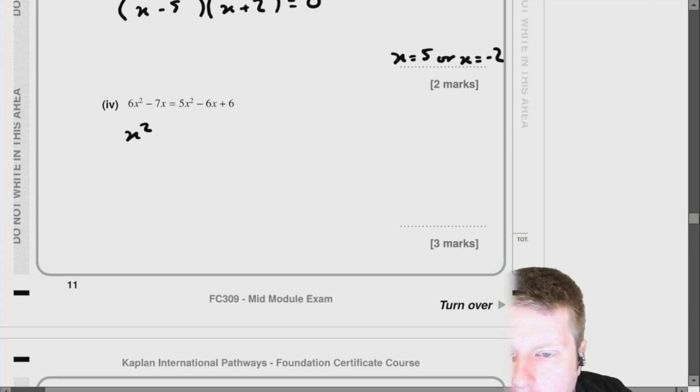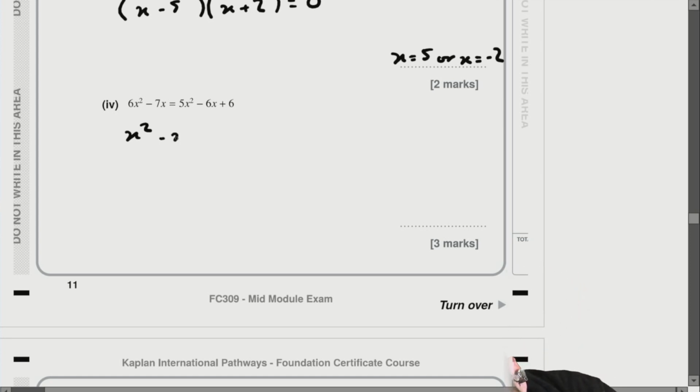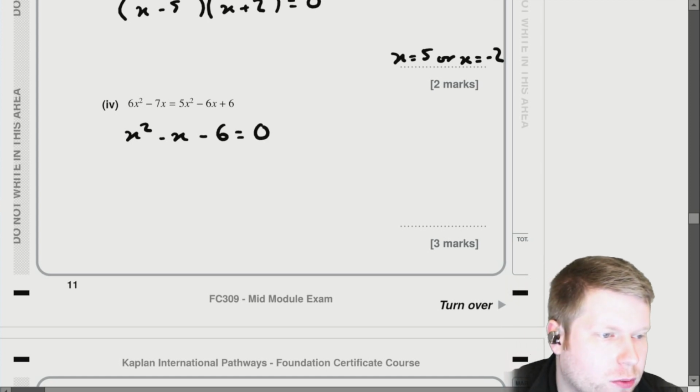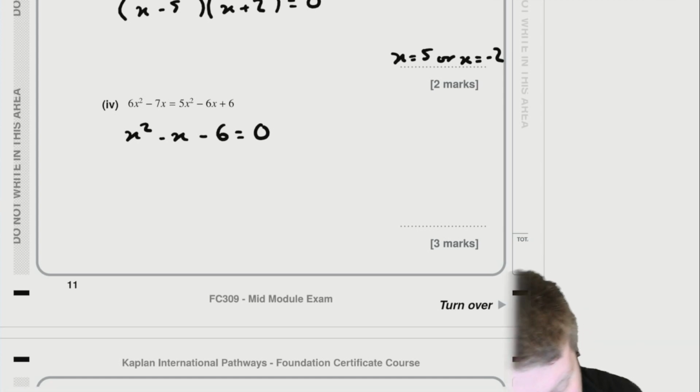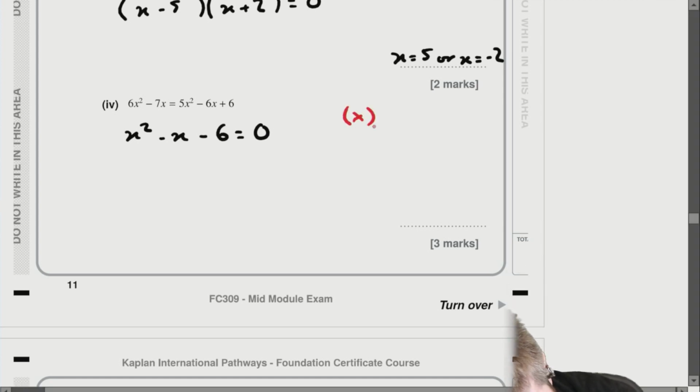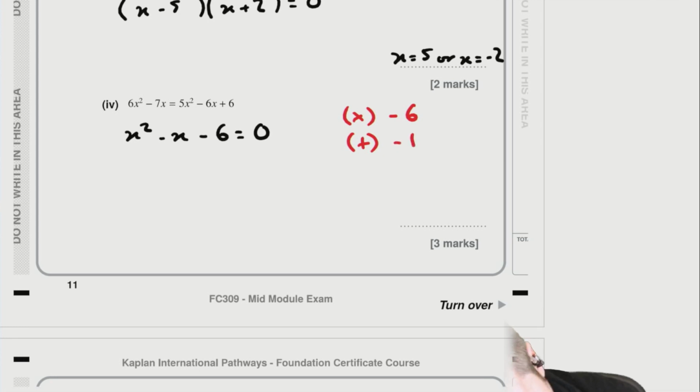-7x, now I'm taking away a 6x, so that's going to give me -x, and I'm going to take away 6 from both sides as well. So that should be the equation which you're going to be ending up with. And then as a result, I just need to factorize this into two brackets again. So multiplying together to make -6, adding together to make -1. I think 3 and 2 is going to work in some combination.